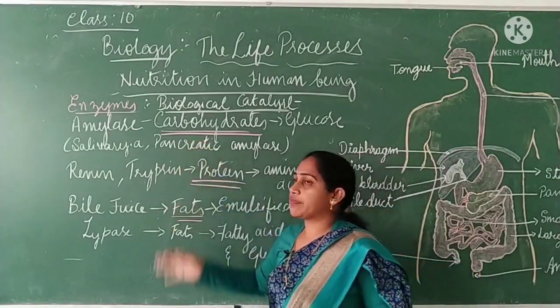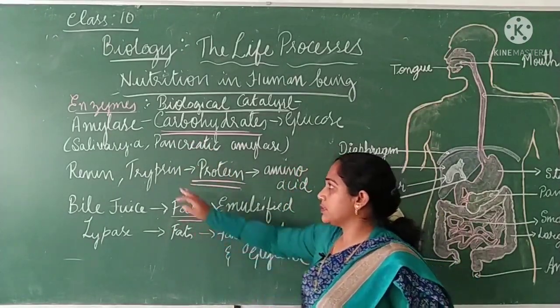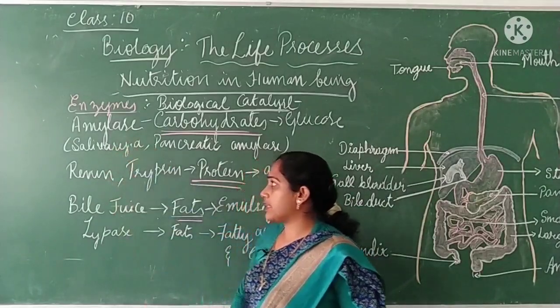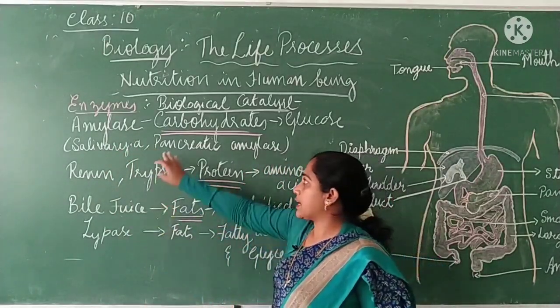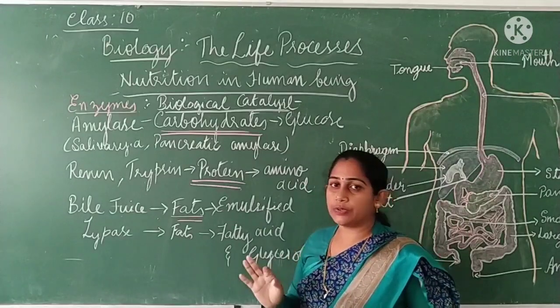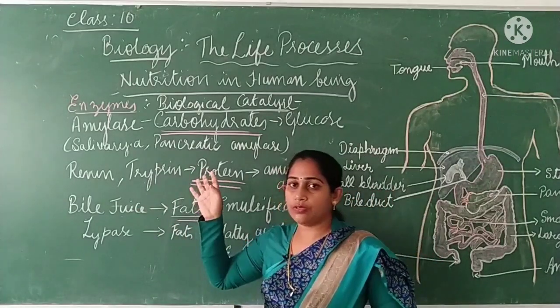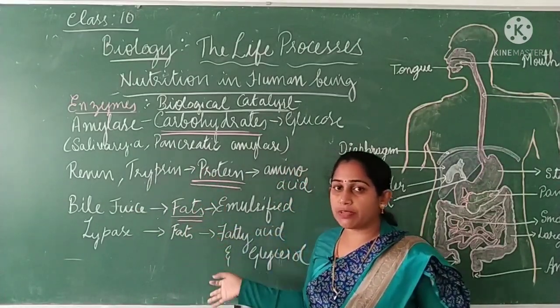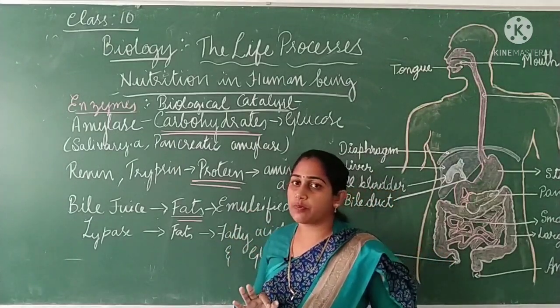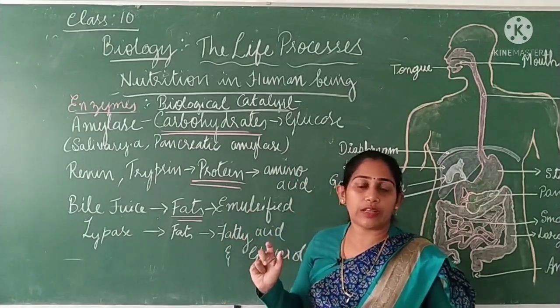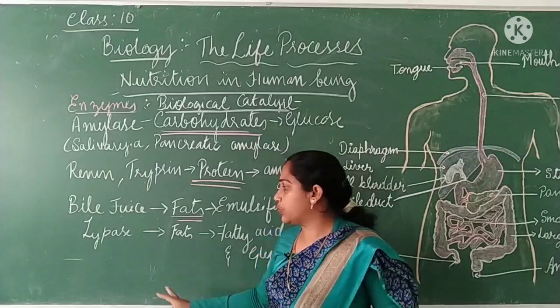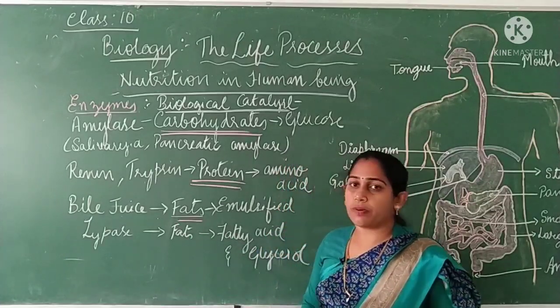Which are the different types of enzymes present in our digestive system? We have an enzyme called amylase, which acts on carbohydrate. As I said, food has to be broken down into a simpler form. Of the three components that have to be broken down, carbohydrate, protein and fat, vitamins and minerals can be directly absorbed by our body.